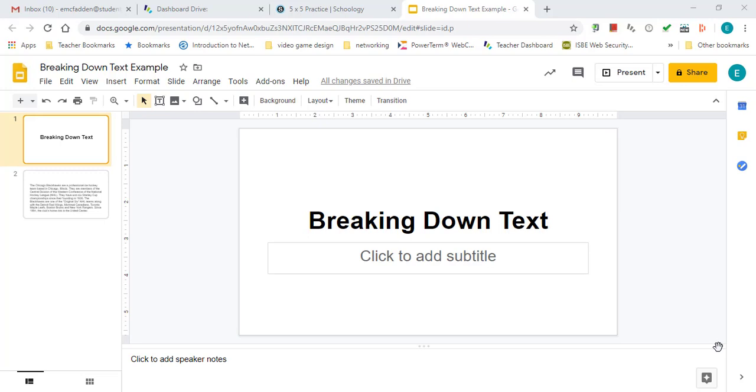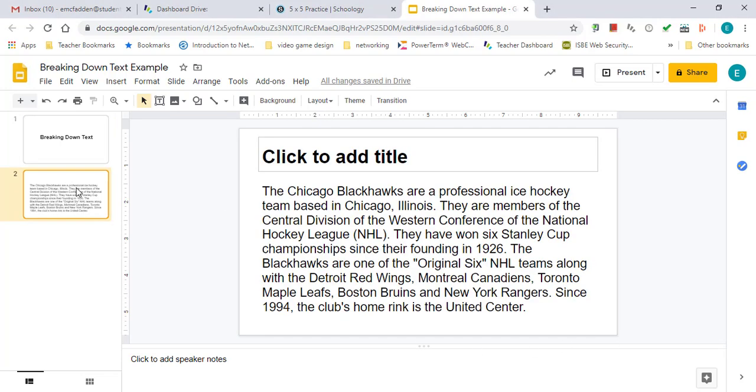Remember, there are always exceptions, and there are certainly times when we need to break the rules. But in general, it's a rule that we want to try and follow. So what we're going to do is take a paragraph of text and break that down into a 5 by 5 type of slide, and then we are going to design our slide in order to make it look nice.